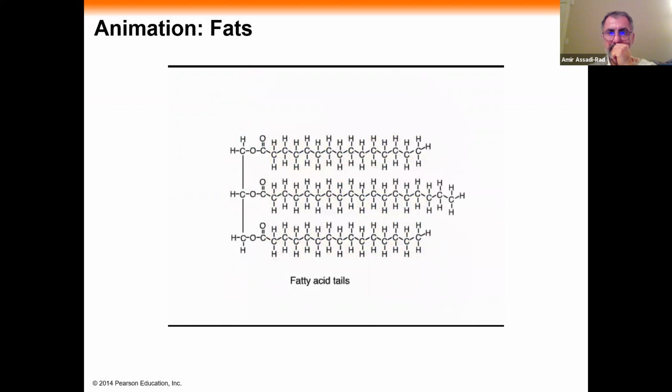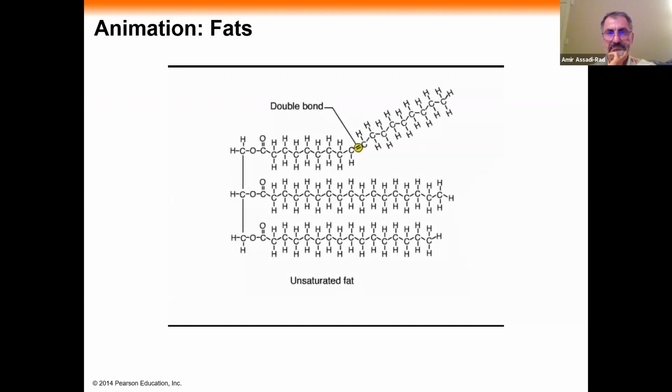The fatty acid tails in a fat can vary in length. A very important characteristic of fats is the number of double bonds in the hydrocarbon tails. Fats that contain only single bonds are called saturated fats. Fats containing double bonds in 1 or more tails are called unsaturated fats. Unsaturated fats tend to be liquid at room temperature. Vegetable oils are examples. Saturated fats like butter and lard are solid at room temperature. Saturated fats in the diet can lead to heart disease, while unsaturated fats are safer.